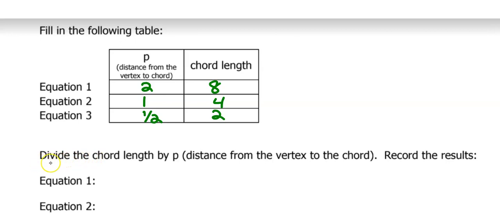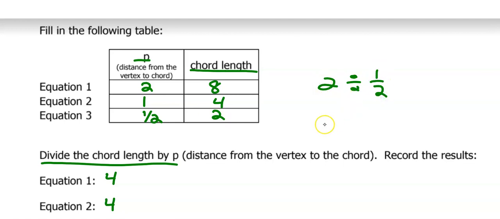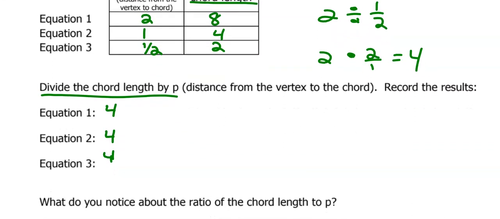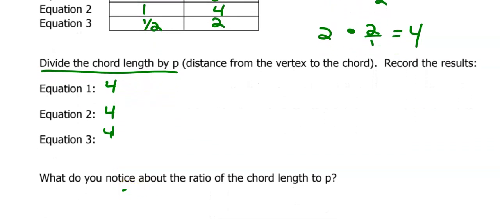So it's actually giving you a big hint here. It says divide the chord length by p. So here's our chord length. This column's p. 8 divided by 2 is 4. 4 divided by 1 is 4, and 2 divided by 1/2. Remember, when we divide like that, we keep it, switch it, flip it. So keep it 2, switch to multiplication, flip it, and we get 4 again. So all of these are coming out to be 4. What do you notice about the ratio?